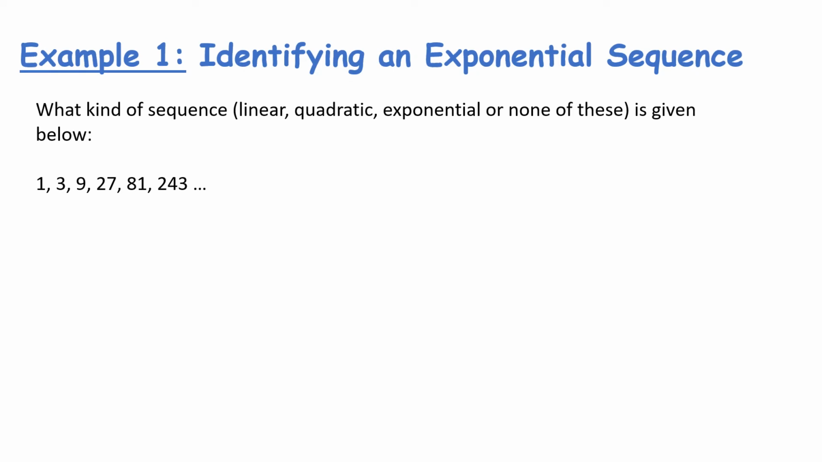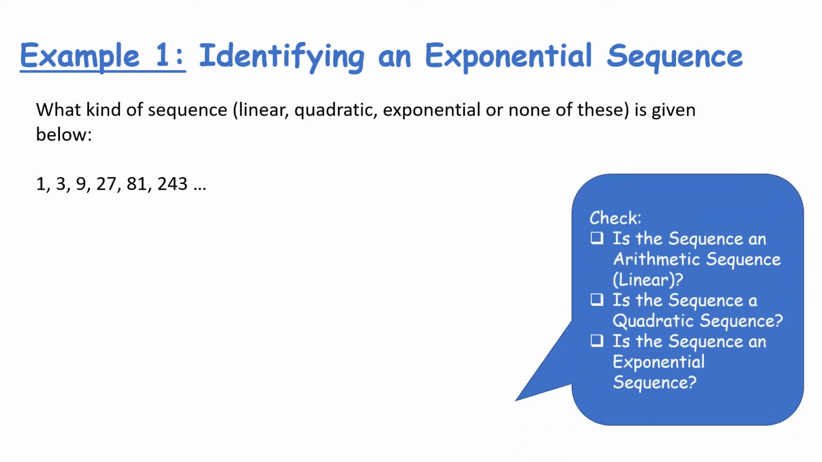So let's look at an example here. It asks us what kind of sequence, linear, quadratic, exponential, or none of these, is given below. This is revision of a question you would have had at Junior Cert. The language is what gives that away, because we no longer say linear when we're looking at our Leaving Cert sequences, we say arithmetic. Quadratic remains the same, and we'll have a new word for exponential. So here's our little check system.